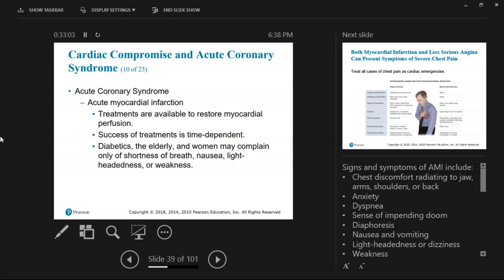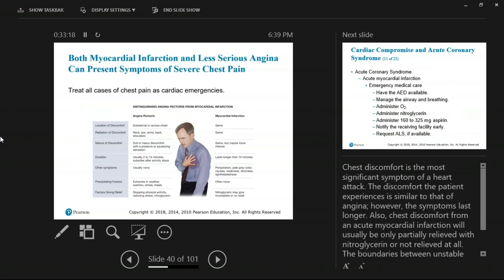So diabetics and the elderly and women may complain of shortness of breath, nausea, lightheadedness, and or weakness as their presentation to cardiac arrest. It's a preview to it. Anyway, here's a way to distinguish angina from myocardial infarction. Once you get this down in your memory, you're not going to forget it. Angina pectoris and MI both cover the same area, maybe the coronary arteries, and the signs and symptoms are a little bit different.